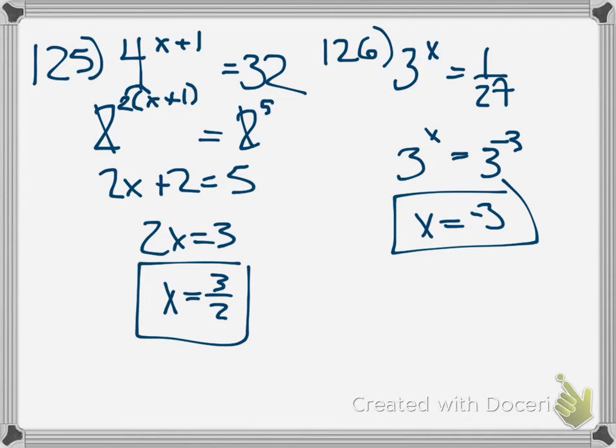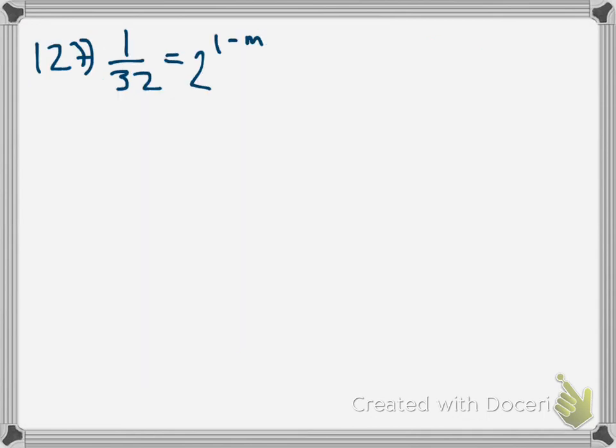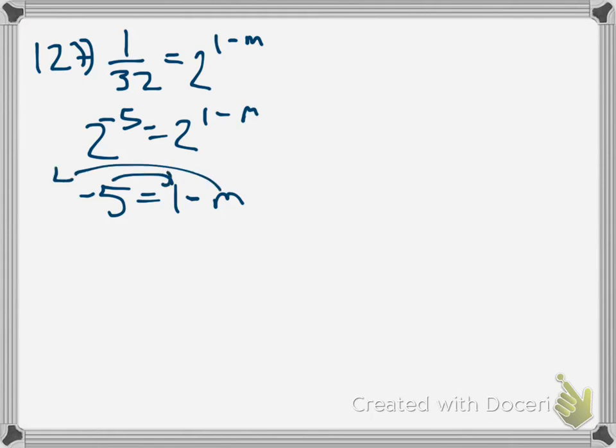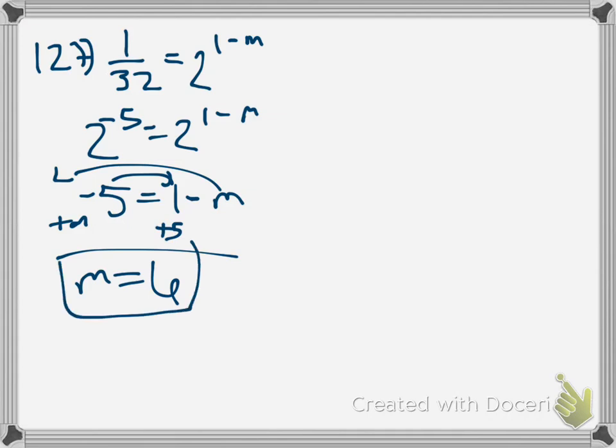I have no clue. Alright, so I've got here 1 over 32 is equal to 2 to the 1 minus m. Well, 32 is 2 to the 5th, but the 1 over makes it negative 5. Remember, those fractions make them negative. So this would become negative 5 is equal to 1 minus m. This is the one where I like to still do the variables to the left, numbers to the right. So that would give me plus 5, plus m. So I now have m is equal to 6, and I am done. That's it. So there you go.